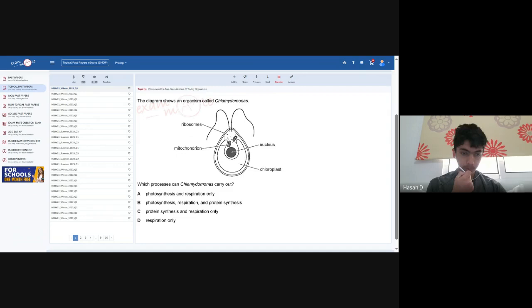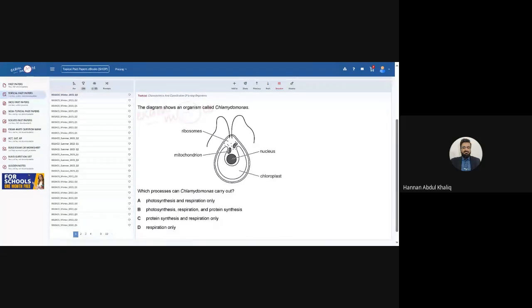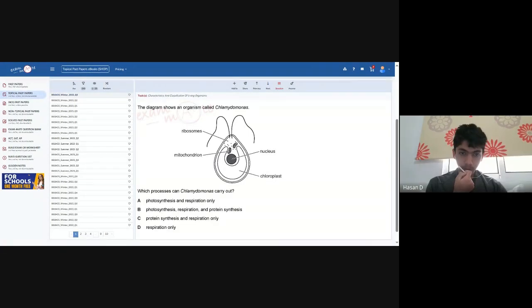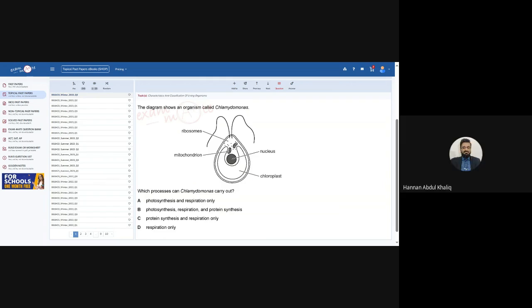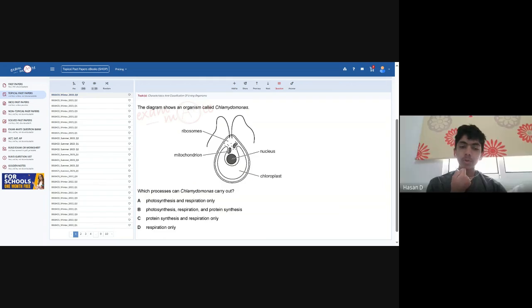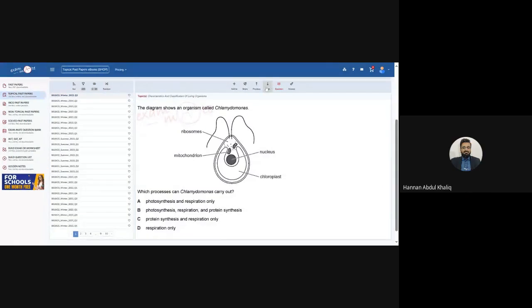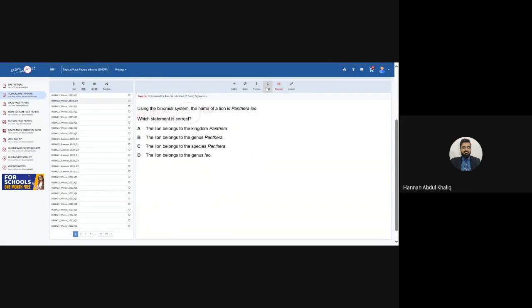Photosynthesis can happen because of the chloroplast. Because of the mitochondria, respiration can happen, and then the ribosomes, protein synthesis can happen. Good. Very good.